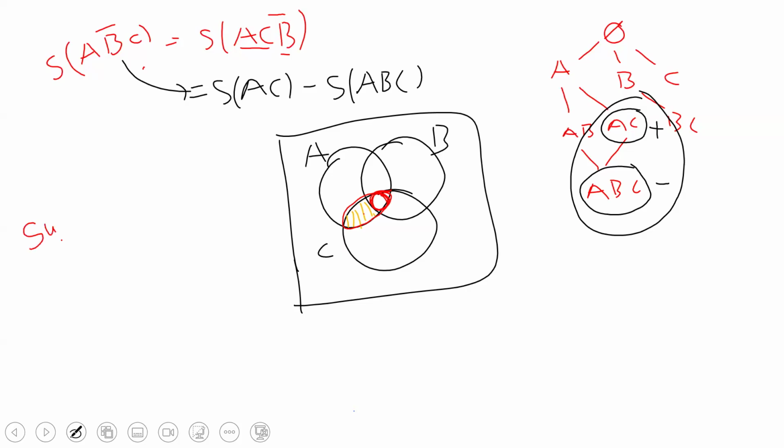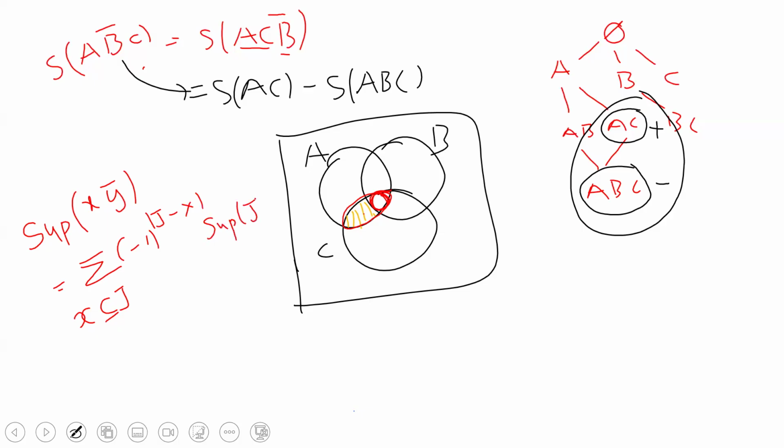Support of any x, y bar, where x is the positive term and y is the negative term, can be represented as a summation, for every x which is a subset of j, where j is the one that you're trying to find out, of minus 1 to the power of modulus of j minus x, times support of j. Okay, I can represent this in terms of this.